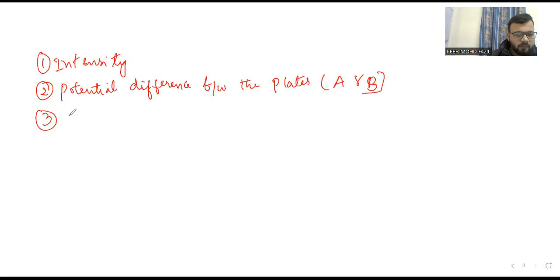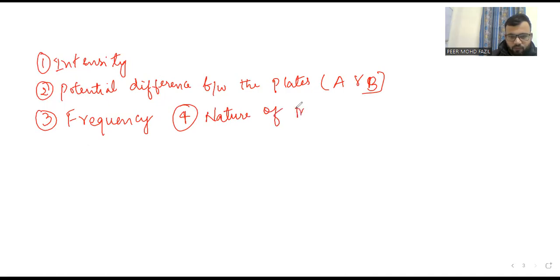Third is the frequency of incident radiation. And the fourth one, on which the photoelectric current depends, is the nature of the material. In the previous lecture, I told you how the work function depends on the nature of the material by discussing the electropositive and electronegative concept. So now we will first discuss intensity. Then after, we will discuss each and every part separately.